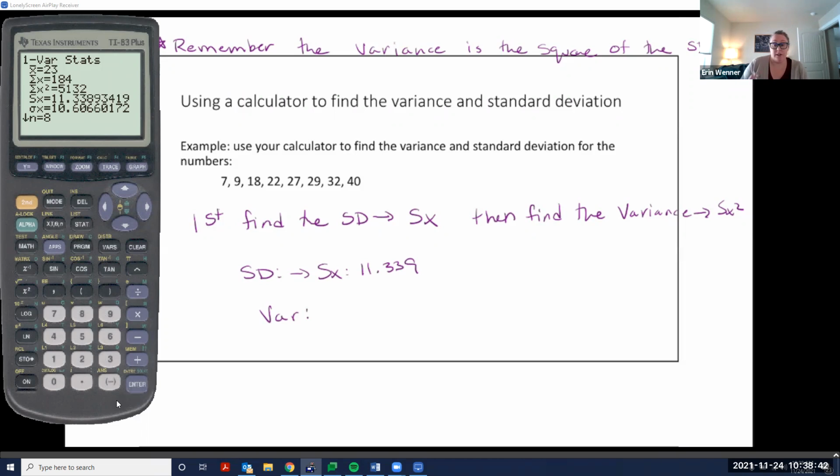To find the variance, remember, we need to square that amount. We want the calculator to do the work for us. So we're going to hit vars, go down to statistics. Then we'll go down to Sx. And then we'll press the square key and we press enter. And we get 128.571 for our variance.